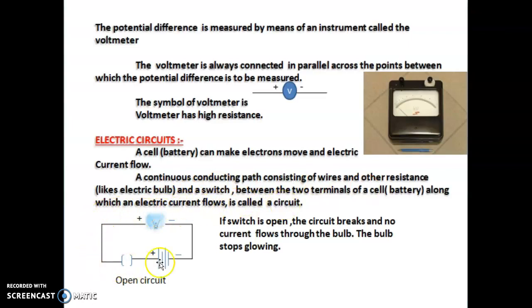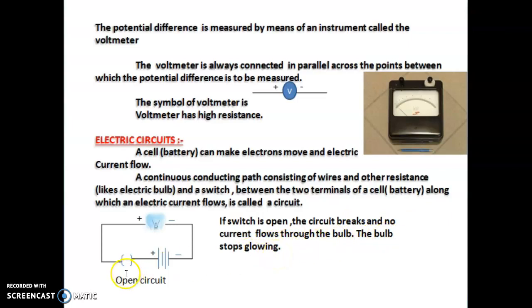Here you can see the circuit. In this circuit we have a wire, an electric bulb, a switch, and a battery, which we also call a cell. This is the diagram of an open circuit. If the switch is open, the circuit breaks and no current flows through the bulb, and the bulb stops glowing.